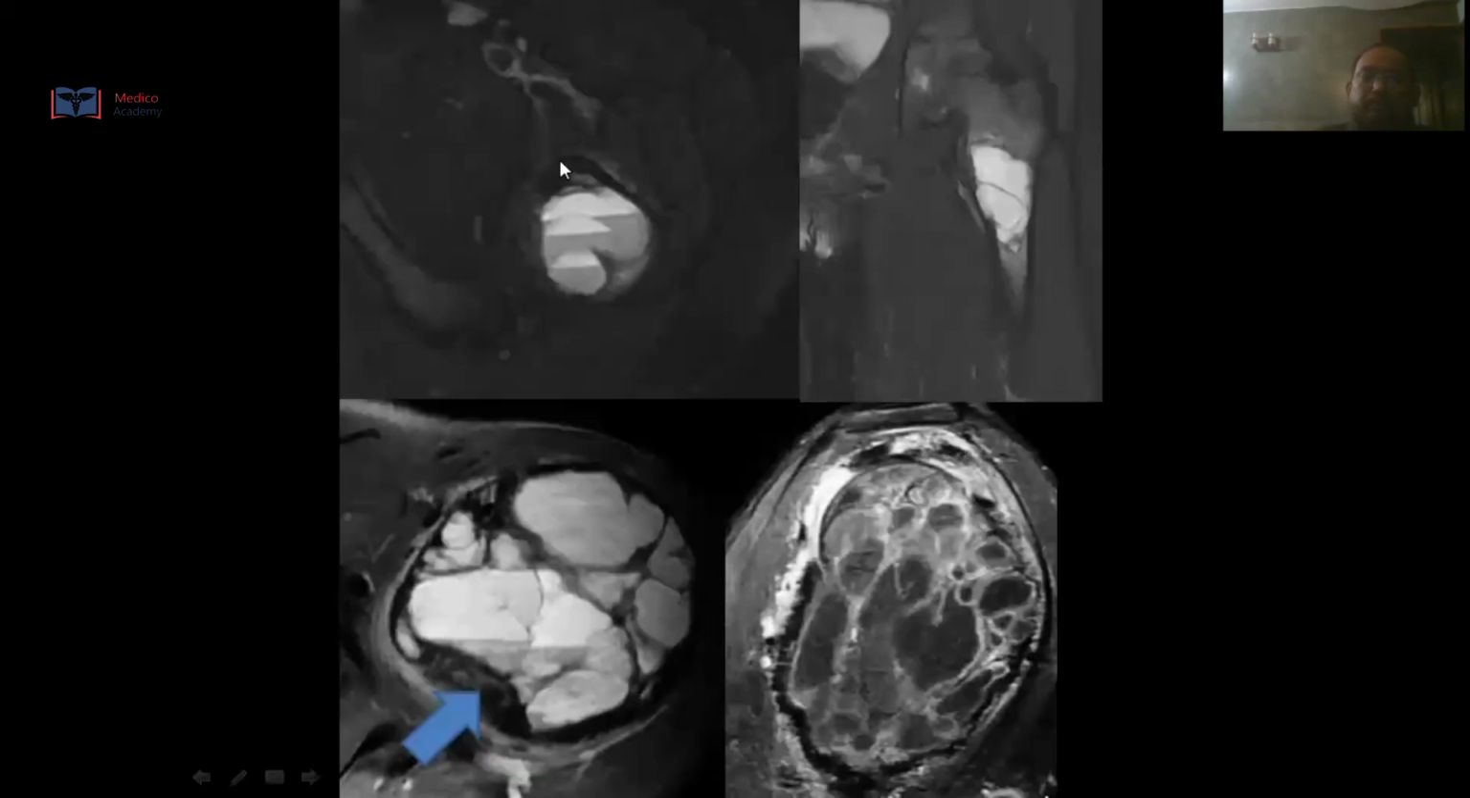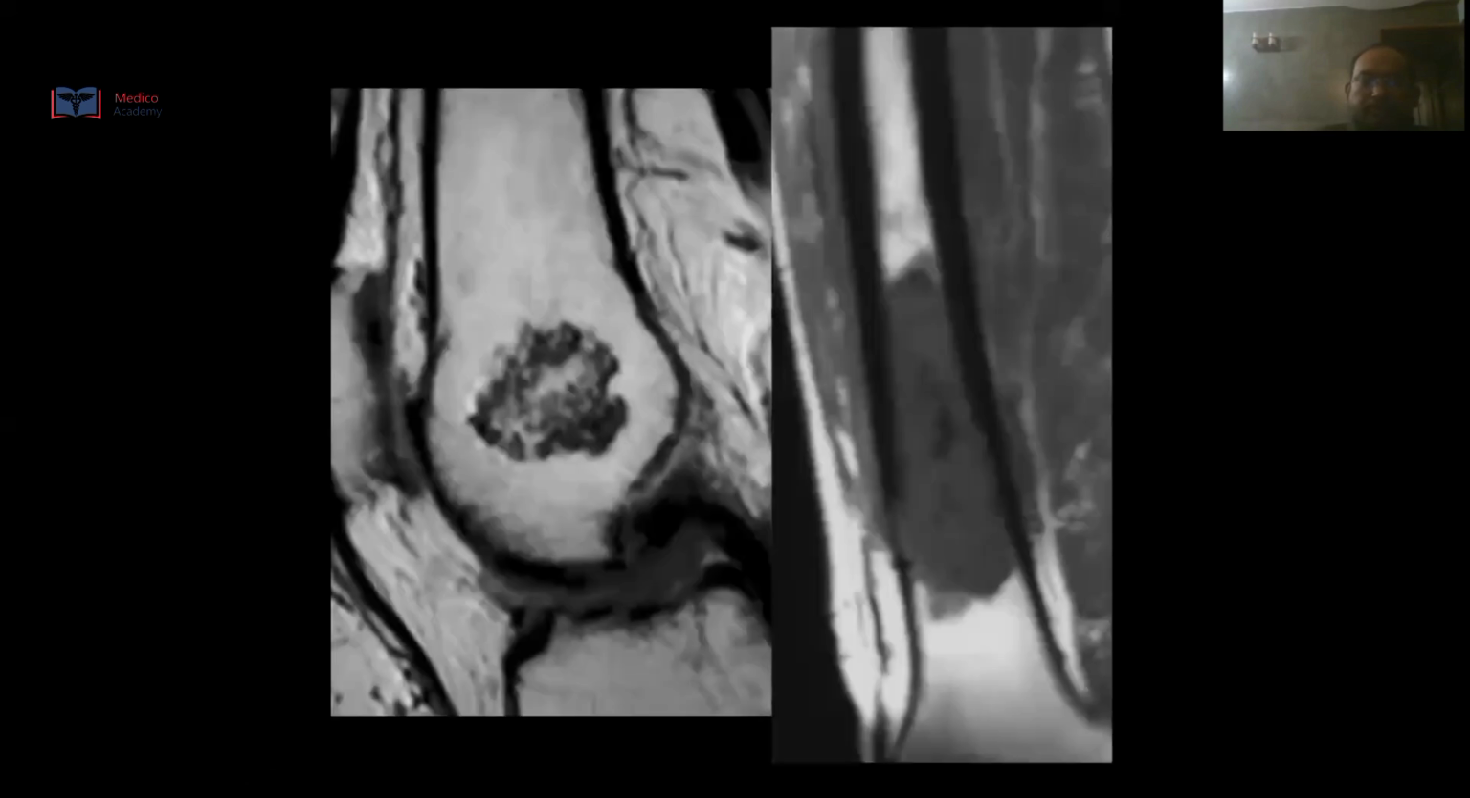This is an example where you are seeing a STIR image with multiple fluid levels. In the coronal image, you are able to see there is thinning of the cortex of the tumor. And in the axial image, there is again thickening of the cortex, and on the post contrast image you are able to see there is a heterogeneous enhancement. So this shows that this is an aggressive lesion with a fluid level.